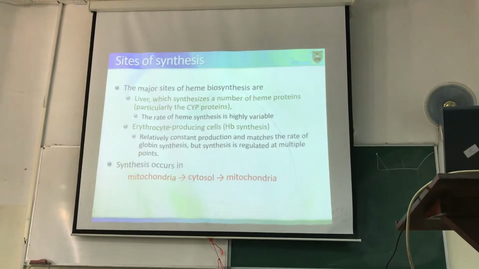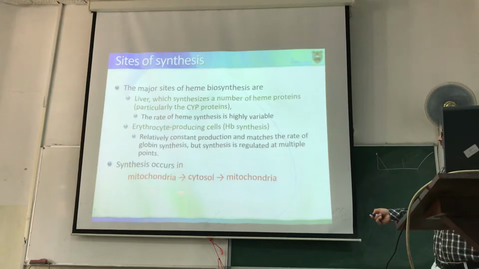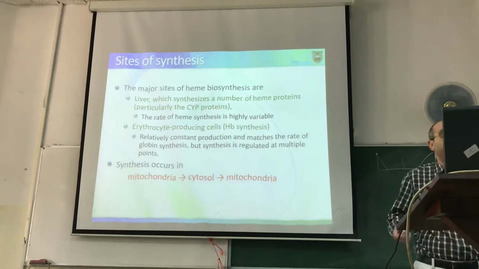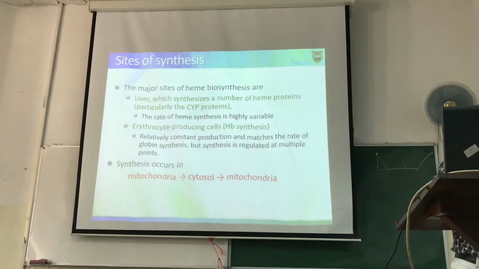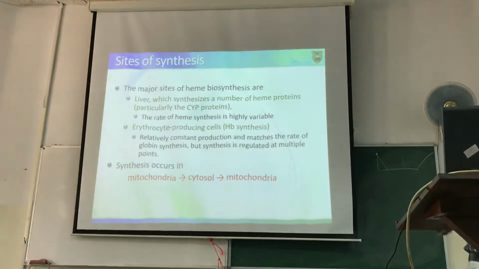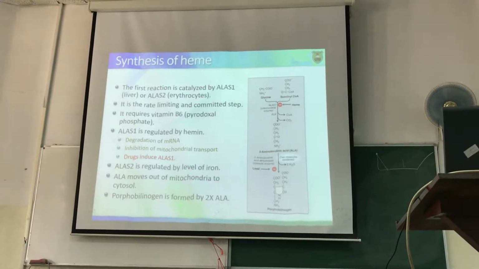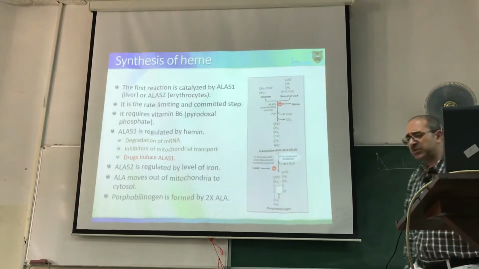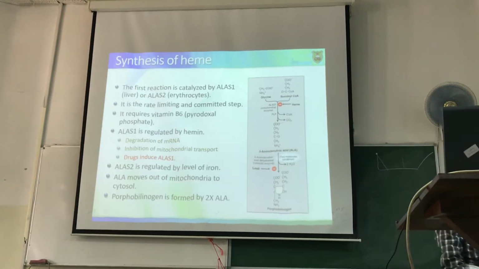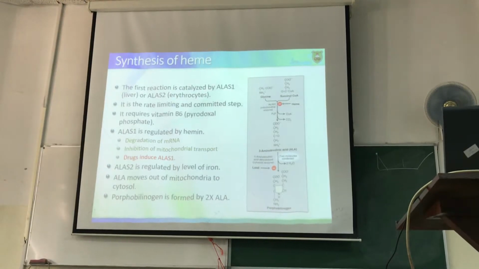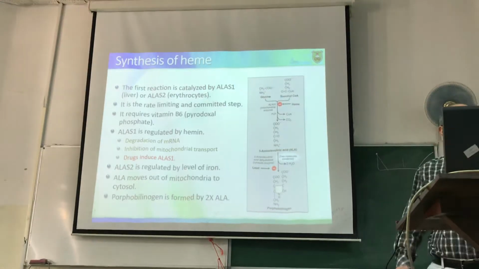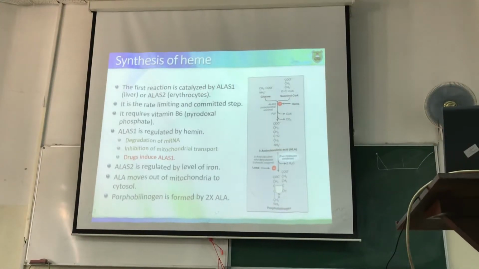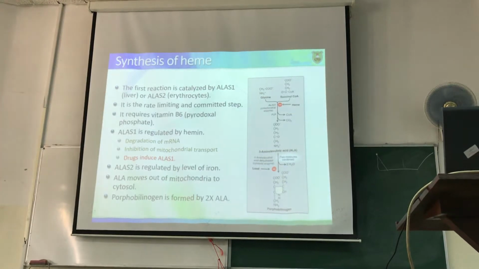What else? The other thing is that synthesis occurs in mitochondria, cytosol, and then it goes back to the mitochondria. So the very first reaction takes place in the mitochondria. Okay, so these are the steps. The first reaction is the rate-limiting and committed step. We talked about that before. And it's catalyzed by an enzyme known as ALA synthase, aminolevulinic acid synthase, which requires vitamin B6. And it conjugates glycine and succinyl coenzyme A together, forming ALA.